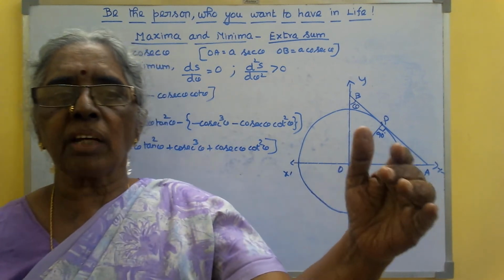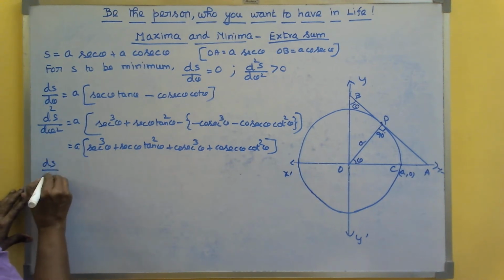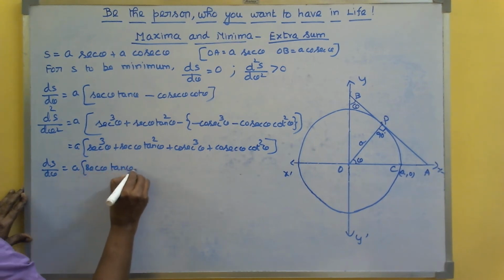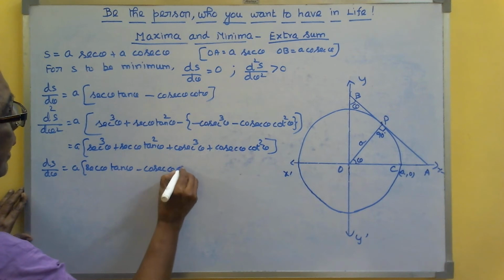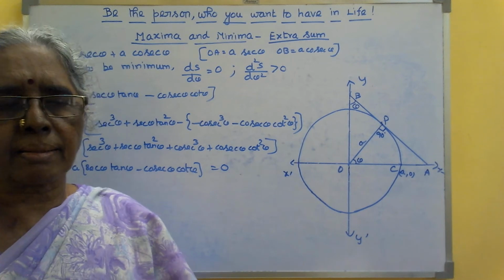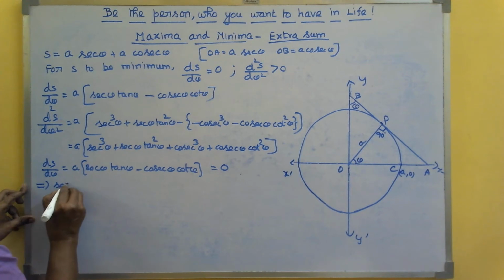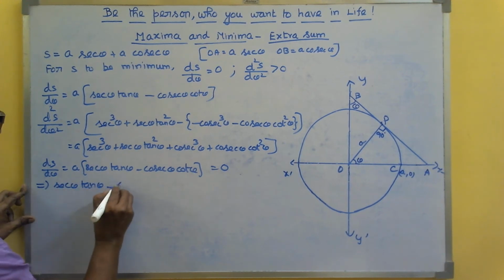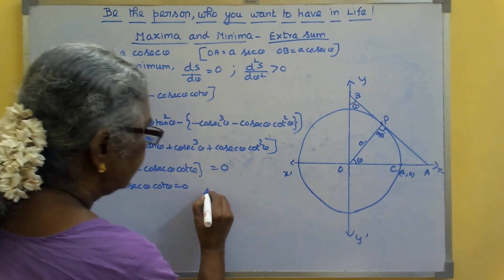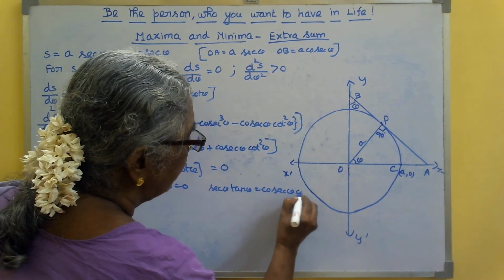Now, you know the first derivative, we have to equate it to 0. So now let us equate the first derivative to 0. That is ds by d theta is equal to a into secant theta tan theta minus cosecant theta cot theta, that will be equal to 0. You know a cannot be 0 because a is the radius. So now this only will be equal to 0. So this implies that secant theta tan theta minus cosecant theta cot theta will be equal to 0. So secant theta tan theta will be equal to cosecant theta cot theta.